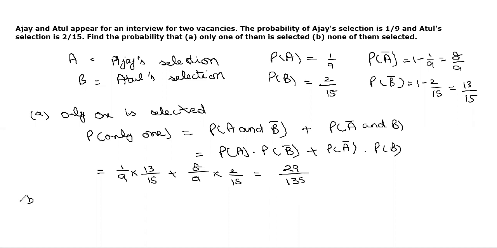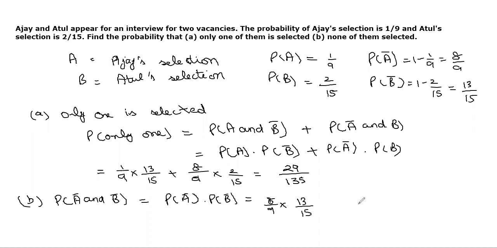Now part B of this problem is that none of them is selected. So it should be not A and not B. Because it is again independent, the answer is P of not A into P of not B, which is 8 over 9 into 13 over 15, which is 104 over 135.